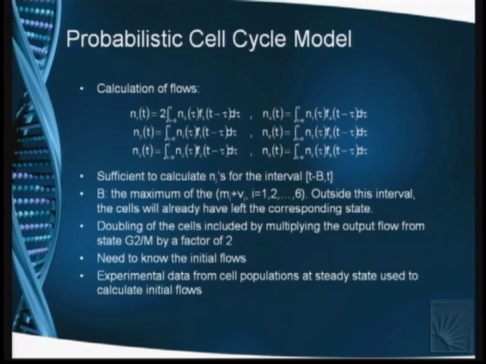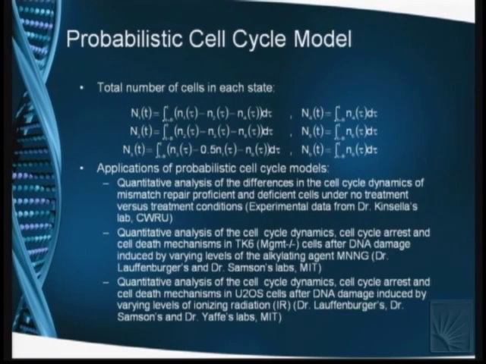In order to calculate these flows in the asynchronous model, you need to know the initial flows. We are going to calculate these flows from experimental data for the cell populations that are at steady state. These are usually the control cases in each experiment. Then you can calculate the number of cells in each cell cycle state by integrating those flows and subtracting the cells that are going to the next state and also those going to the cell death state.